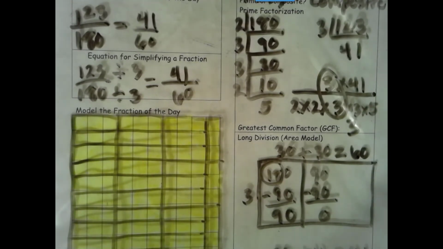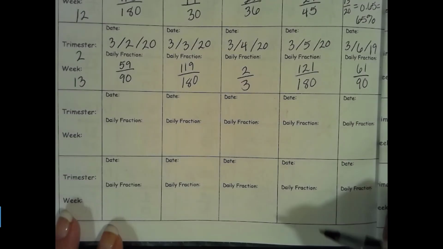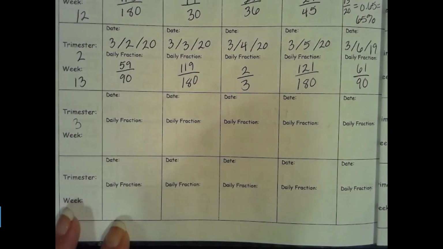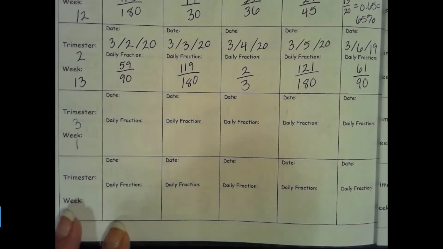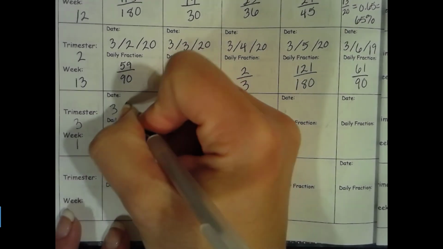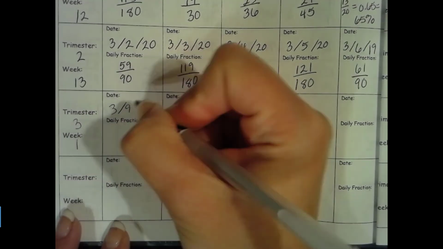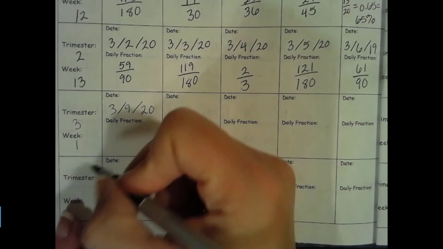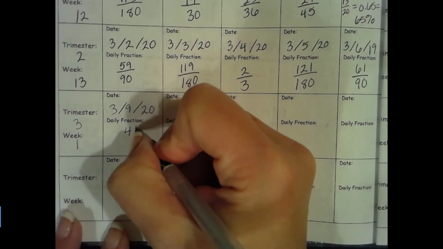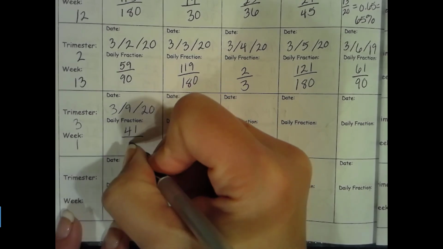Okay, now let's go ahead and fill in our data collection page. All right, we are now in Trimester 3, the last trimester of the year, week 1. Our date today is 3/9/2020. Our fraction for today is 41/60.